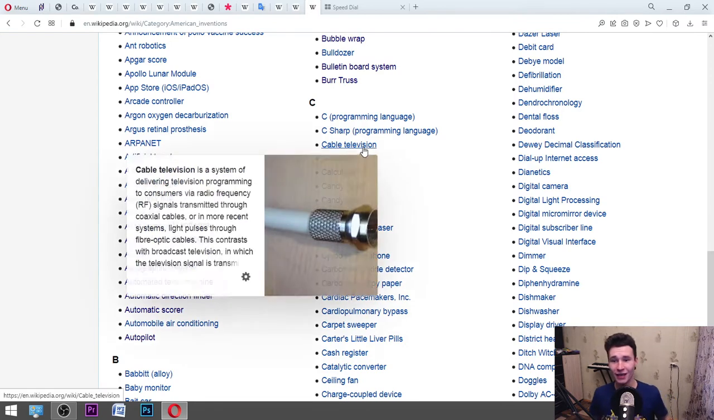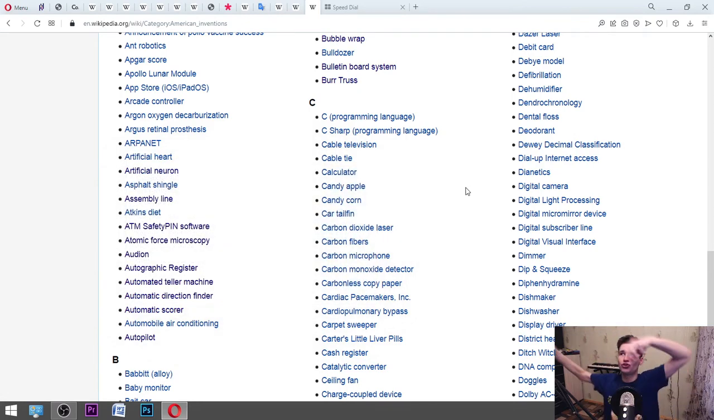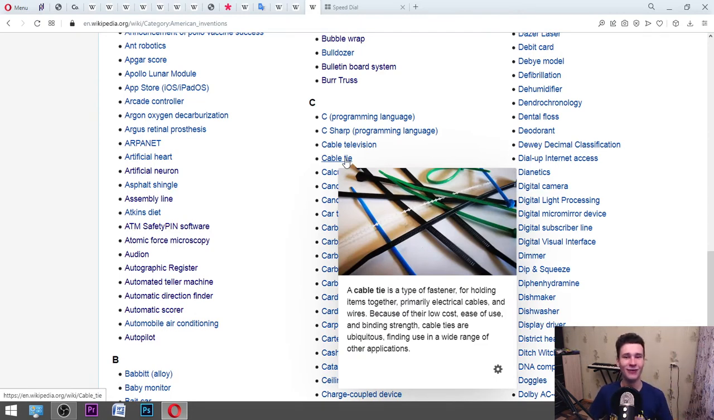Let's go next. Cable television. It is a system of delivering television programming to consumers via radio. What is via? Via is like by using. Via radio frequencies, RF signals. It is an abbreviation with parentheses, surrounded by brackets. Amazing. Signals are transmitted through coaxial cables, or in more recent systems, light pulses through fiber optic cables. Okay, cable television is made in America. I didn't know about it, and now we know that we have frequencies, and through the cables we can see fiber optics, where everything is reflected, and the signals go to our computers and our devices.